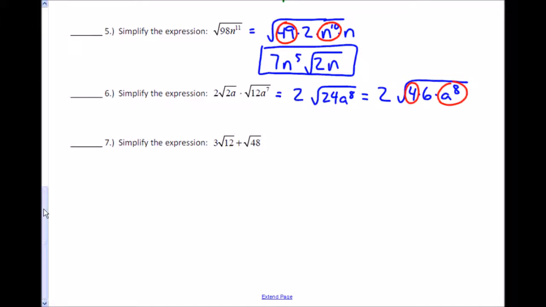The square root of 4 is a 2, so it joins this 2 that was already out there. The square root of a to the 8th is a to the 4th. The 6 is still trapped. And now I just simplify this. I clean it up a little bit. That's a 4a to the 4th root 6.